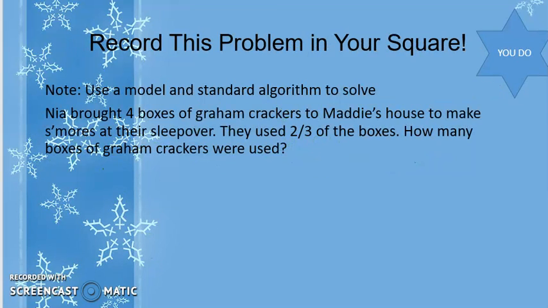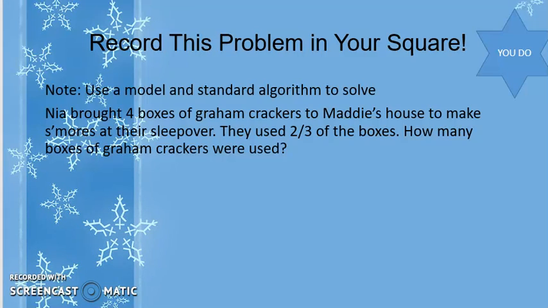Now go ahead and take a look at your UDO problem. Try it or pause the video and try to record it using both a model and standard algorithm in your notebook. We'll check it in a second. Okay, and we're back. Now let's go ahead and check our work.